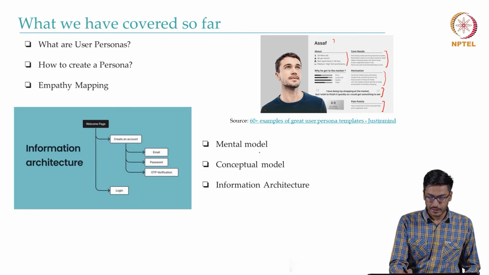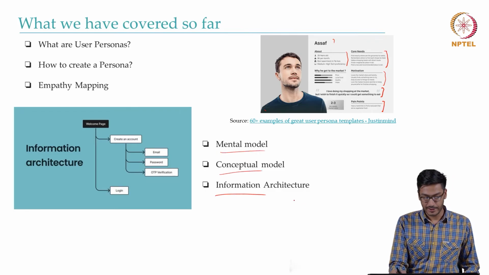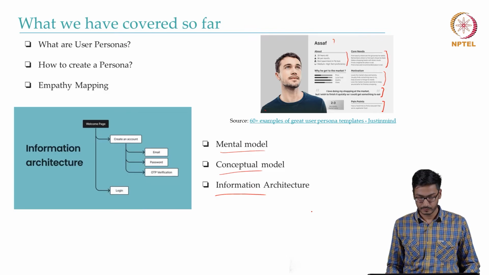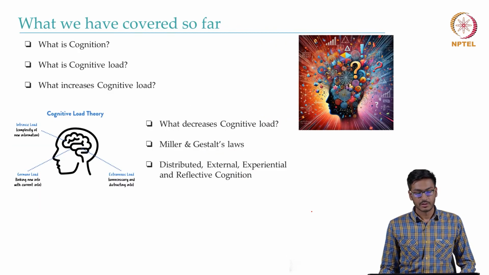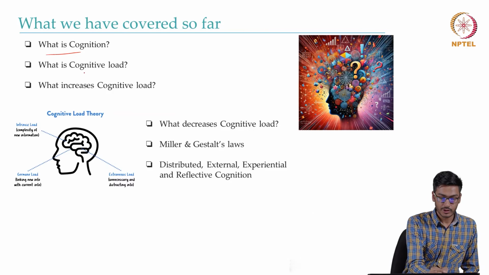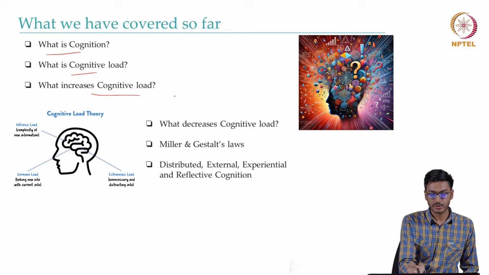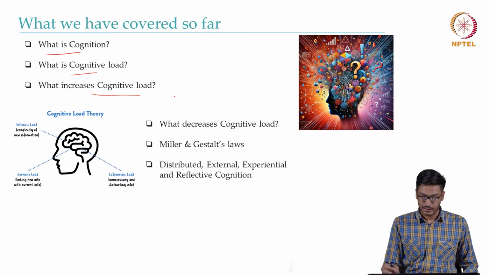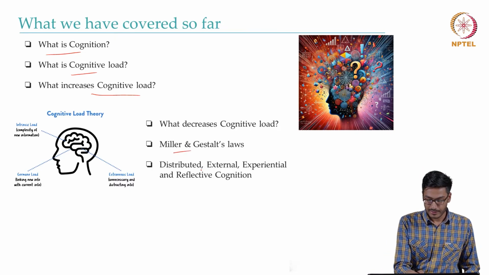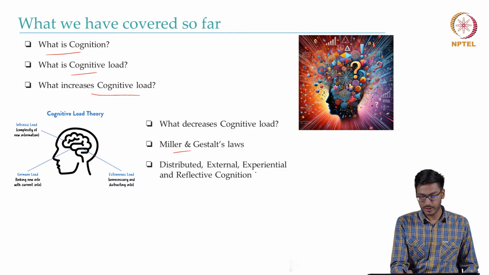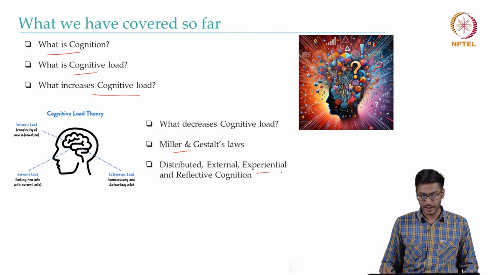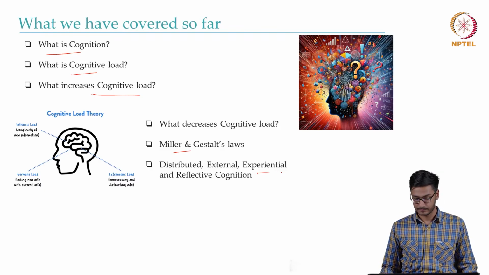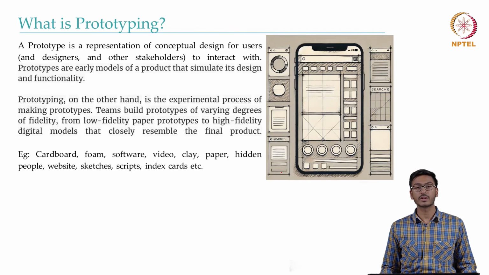Next, we have the mental model, conceptual model, information architecture. Then we covered what is cognition, cognitive load, what increases cognitive load, what decreases cognitive load, etc. And then we finally discussed Miller's and Gestalt's laws, distributed, external, experiential, and reflective cognition. This was it for the last classes.